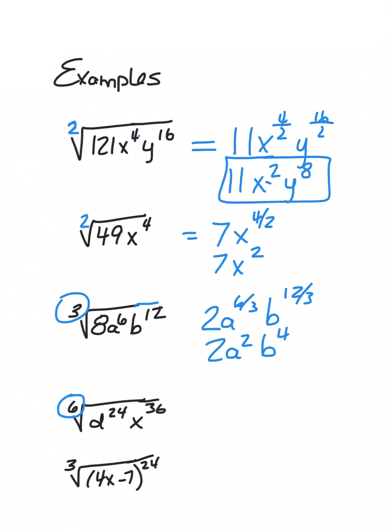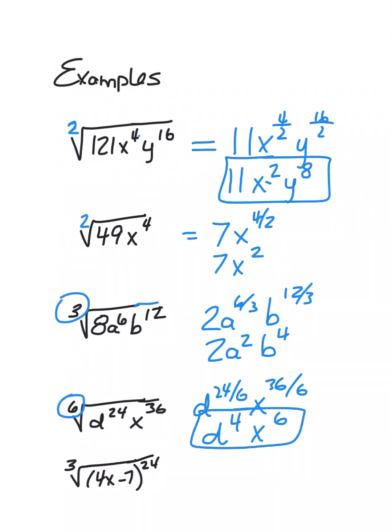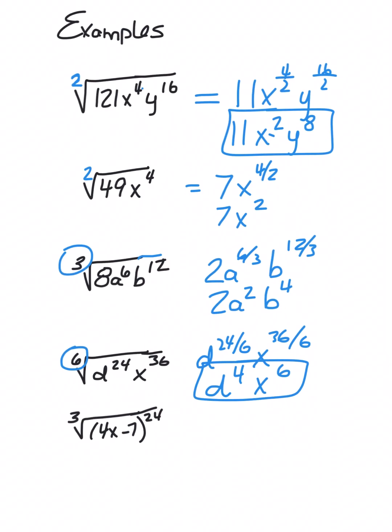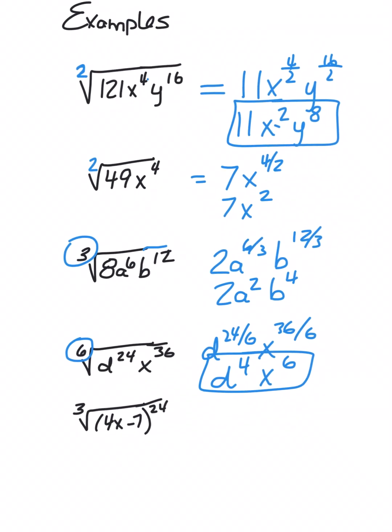Here we've got a 6th root. This is going to be d to the 24 over 6, x to the 36 over 6, which is going to be d to the 4th, x to the 6th. Always dividing the power by the root. If you have an example like this, you can say that we're taking all of this to the 24th power. So we would have all of that to the 24 over 3 power, which is 8.